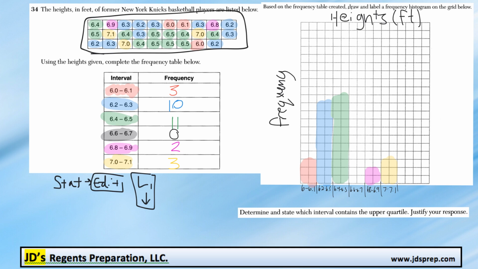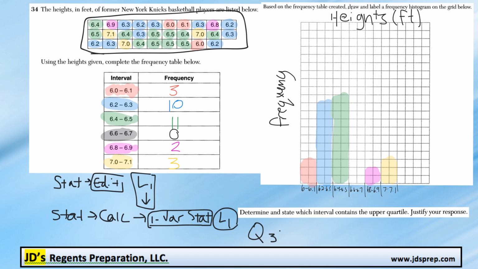Once you've inputted all that information into your first list, you're going to press Stat again, go across to Calc, and choose the one variable statistics. And then before you press enter a second time, make sure you input that you are interested in list 1. And then you press enter, and then it'll show you a whole bunch of stuff. But if you scroll down, you will find that Q3, our upper quartile, is 6.5, which means the interval containing that is the interval from 6.4 to 6.5.